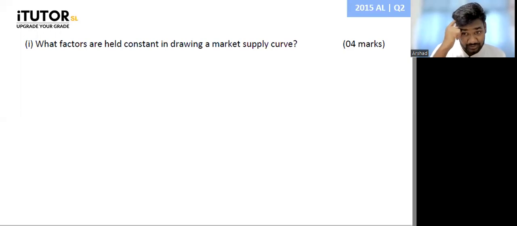So we'll now move to the 2015 A-level paper, question number 2. 2015 again is a good A-level paper, guys. 2013 and 2015 are good papers. They are usually a little bit hard, but not everything is comparatively hard.